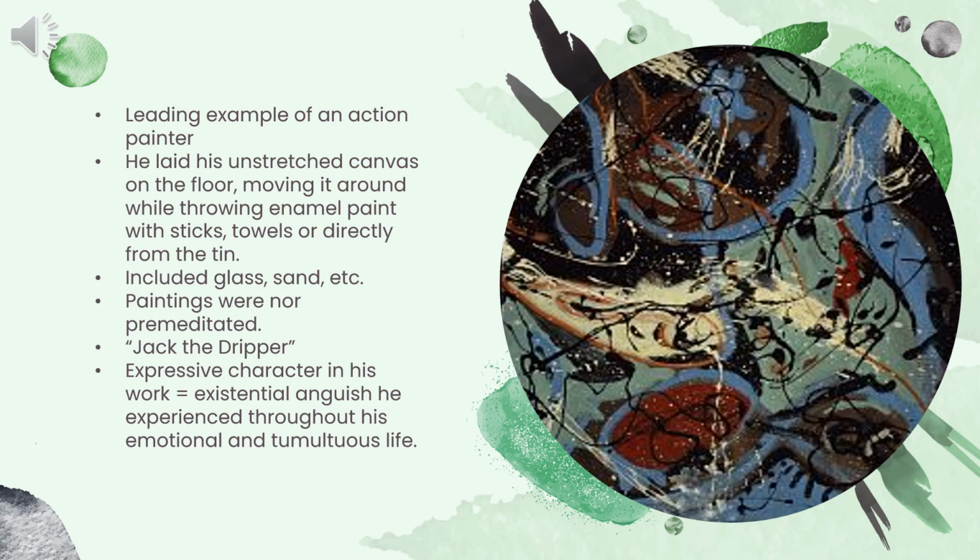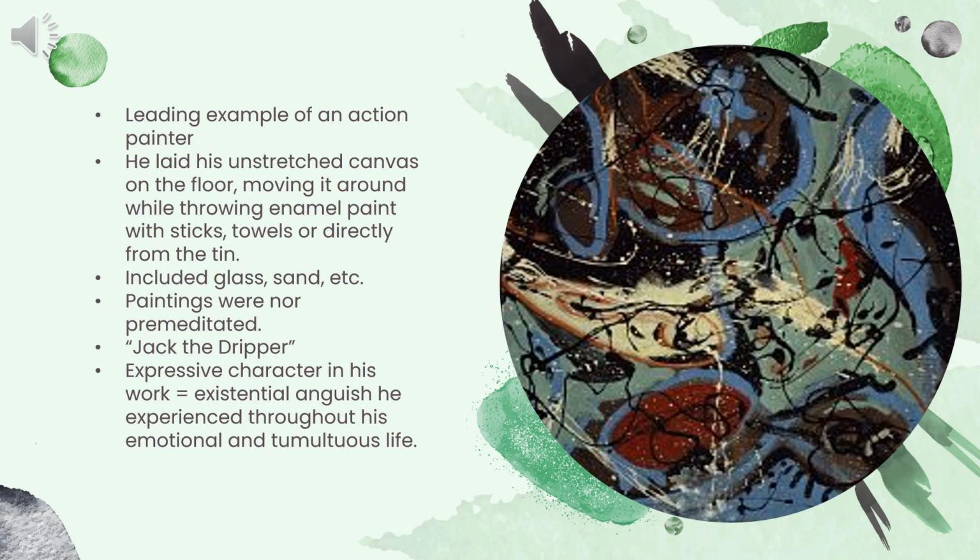And we are starting off with an action painter, one of the most famous action painters, Jackson Pollock. He's the leading example of what an action painter is and what they do. He's the very first person to have used action painting as a technique. He always stretched his canvas out on the floor and then he threw the paint on it, sometimes directly from the tin, sometimes he dipped towels.